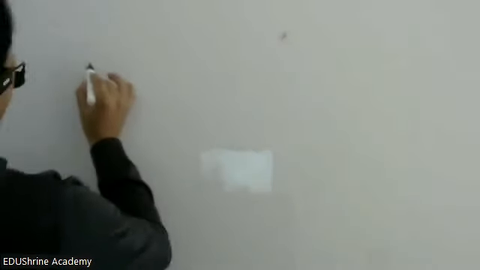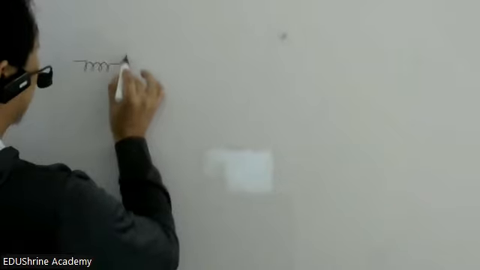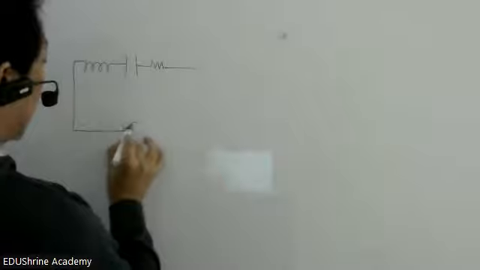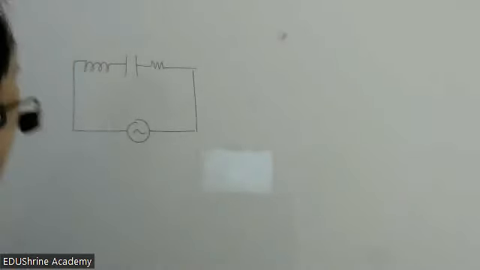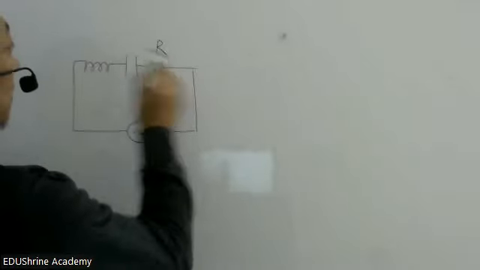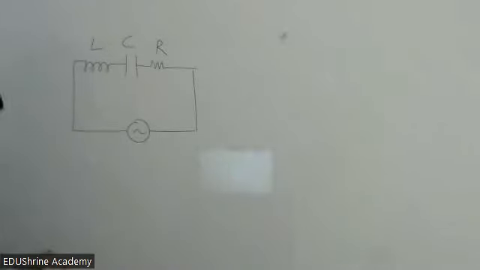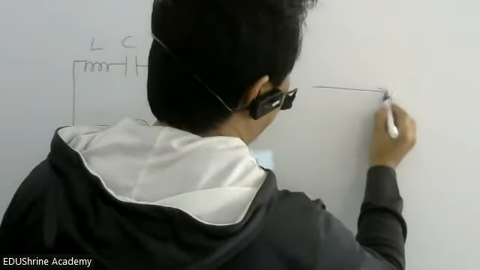So imagine you have an inductor, capacitor, and resistor, all connected in series to an AC source. Resistor has resistance, capacitor has capacitance, inductor has inductance. Now in series, you know current will be the same. So let us say this is the phasor representing the current.